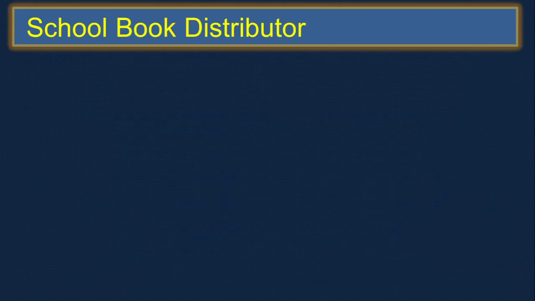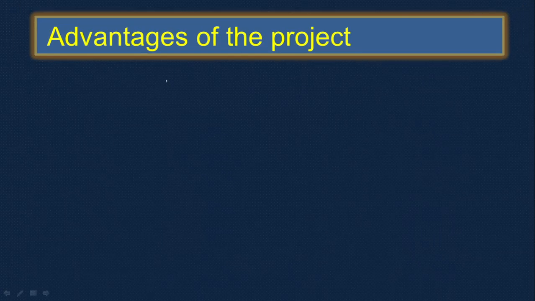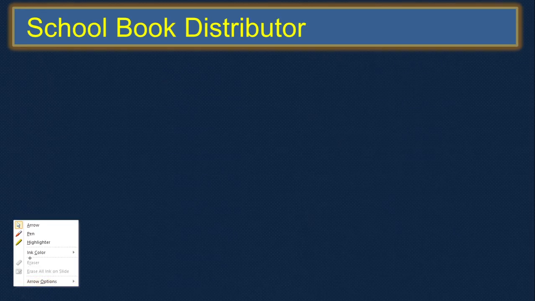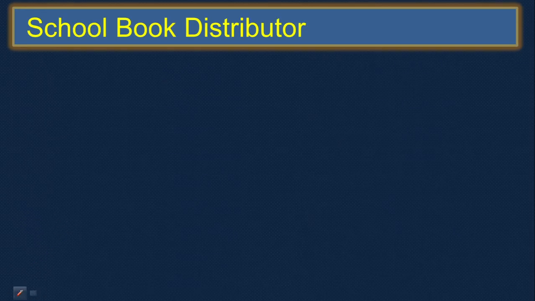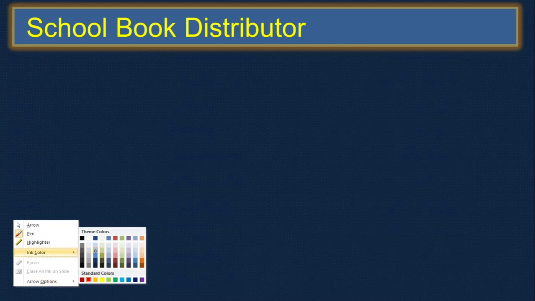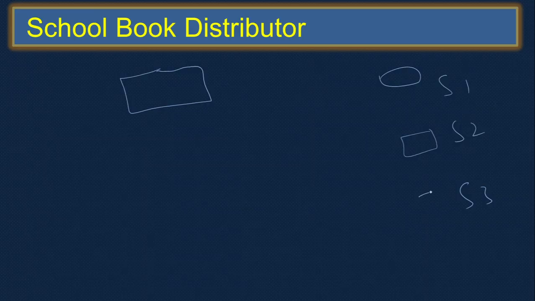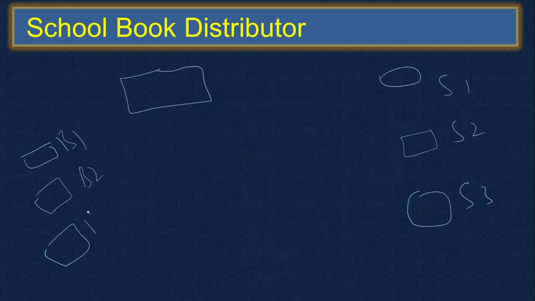So let's understand the concept of how the school book distributor works. Assume that this is the book company, and let's say they print and distribute the books. So this company distributes books for the schools. These are school 1, school 2, school 3. And they have a number of books: book 1, book 2, and book 3.